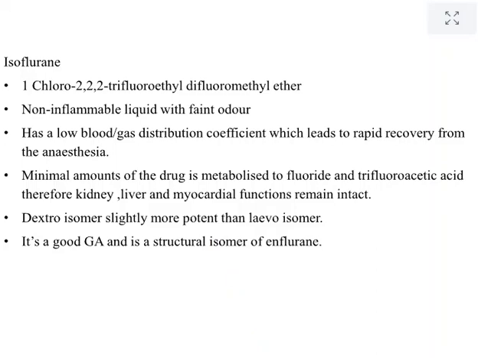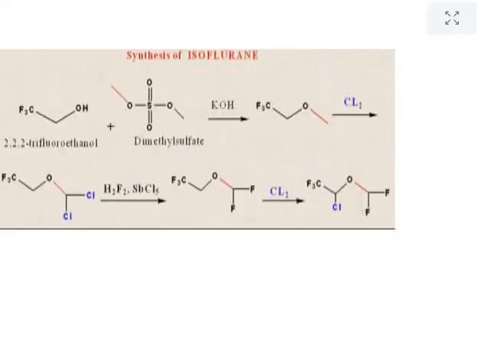They are constitutional positional isomers because the difference is not in the type of the functional group, like one being an ether and another one an alcohol. They are the same, they are both ethers, but the position of chlorine and the position of the fluorine atoms is what is different. Then the synthesis, you can look up the synthesis.